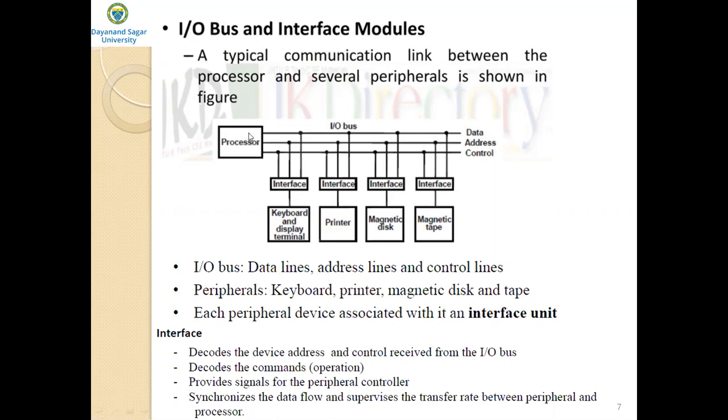Say, for example, the keyboard. Whenever the processor wants to communicate with the keyboard, the CPU checks the status of the keyboard. If the keyboard is ready, the interface circuit returns the status to the processor, indicating that the device is ready. That means the keyboard is ready. Once the device is ready, the CPU can request the data.